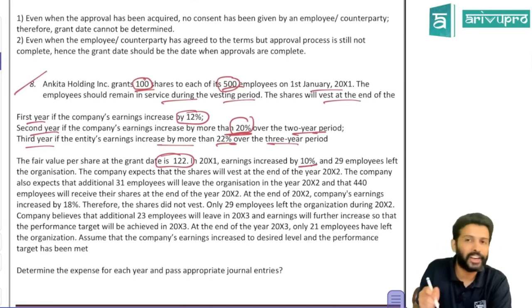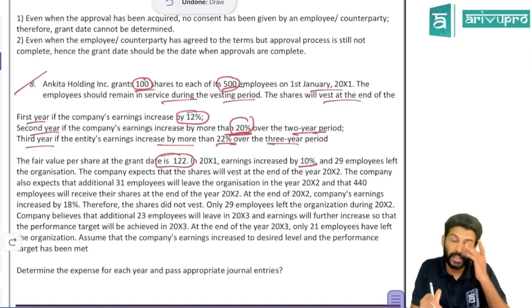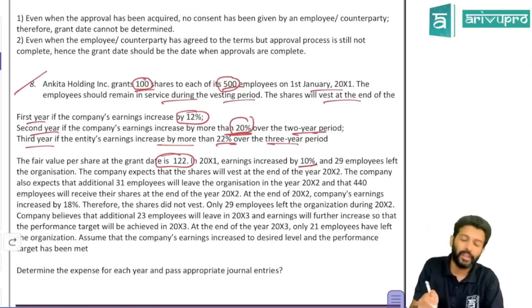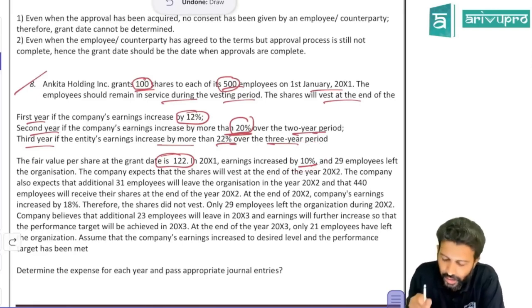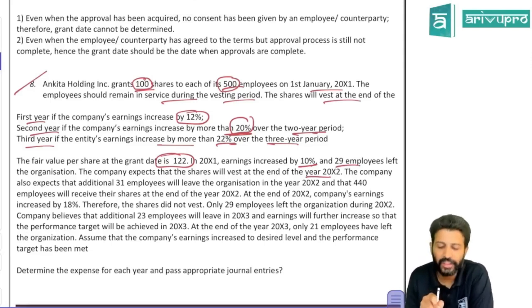Now we are at the end of the year. The earnings increased only by 10%. What is the criteria for shares to be eligible to vest in the first year? Earnings has to increase by more than 12%, but it increased only by 10%. So can we give the shares in the first year? No. 29 employees left the organization. The company expects that the shares will vest at the end of year 20x2.